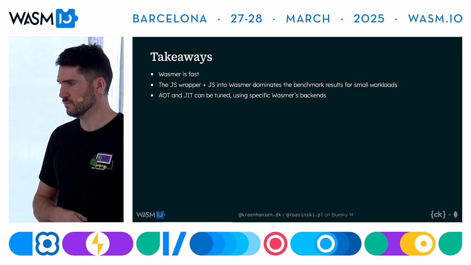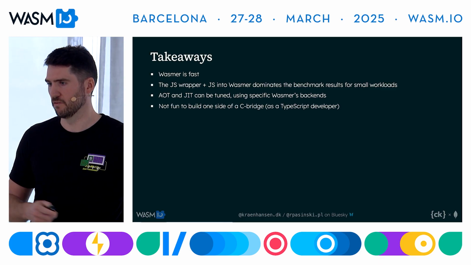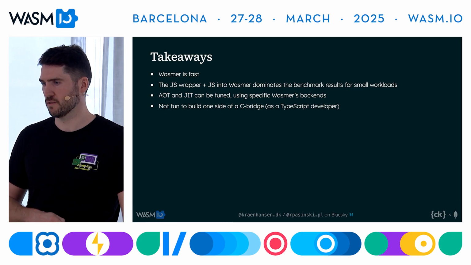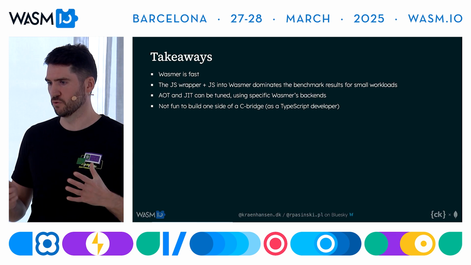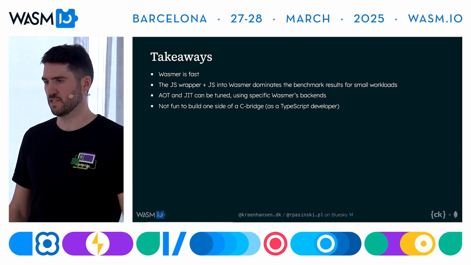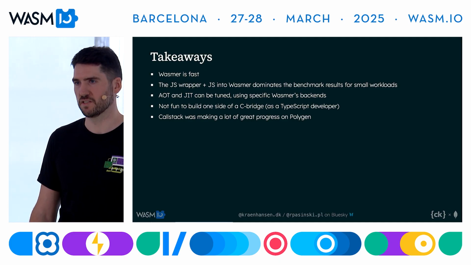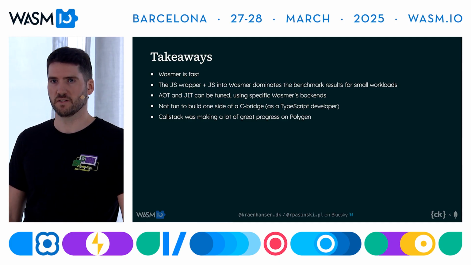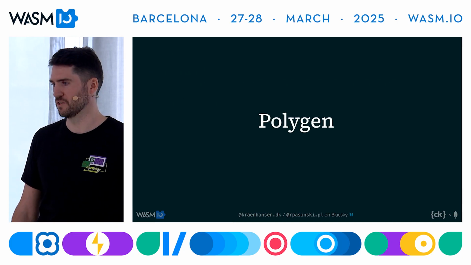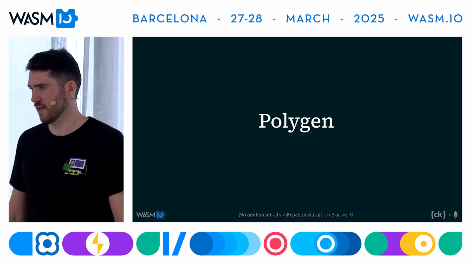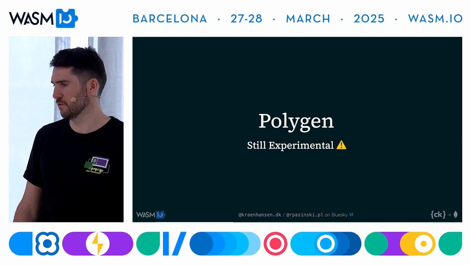My takeaways: Wasm is fast, and the overhead, I believe, is coming from this calling from JavaScript into Wasmer. And I believe ahead-of-time compilation and just-in-time compilation can be tuned with using specific Wasmer backends. And my takeaway is also it's not fun to maintain one side of a C bridge as a developer. I think that's not a lot of fun, and it's partly also why I sunset the POC. And again, Callstack was making a lot of progress with this thing called Polygen.